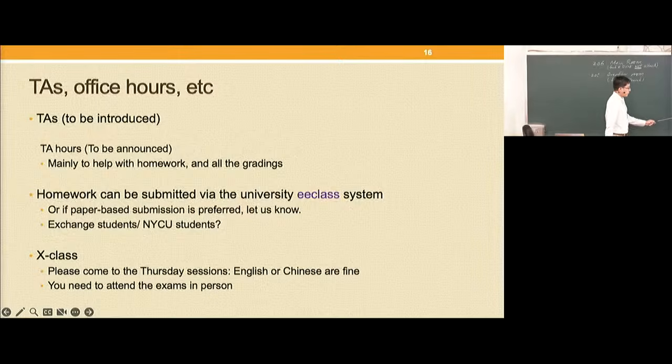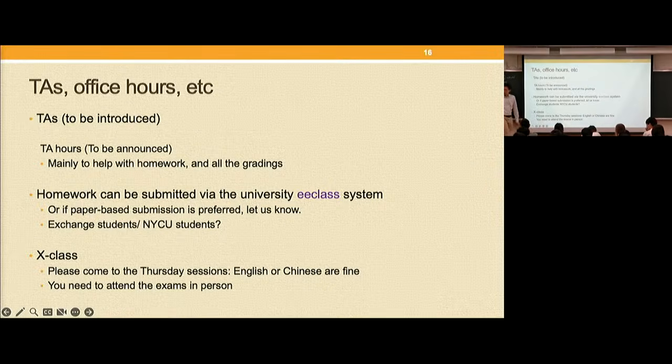And that being said, if you're an exchange student, if you're from NYCU, you need an account, okay? So please create an account. Ask your TA for help if you need an account. If you need an e-class account, that's the system. If you need an account, let your TA know.